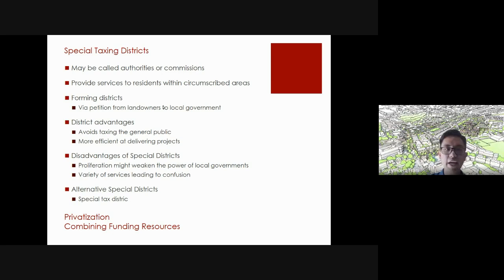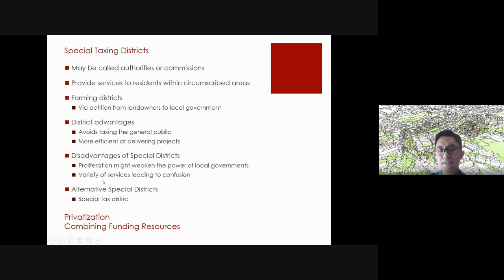Now, the disadvantage of this kind of system is that if you apply it too much, it may weaken the power of local government. Since we reduce the amount of taxes they get, they won't have enough revenue, so they won't have their own budget to apply their own programs. So they need to have some kind of compensation for those special districts.